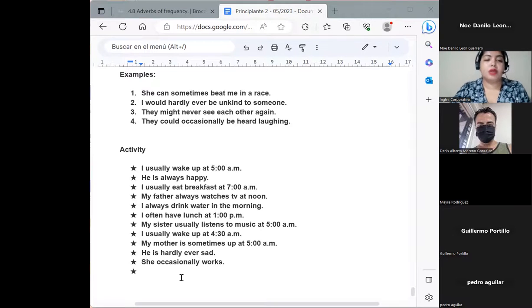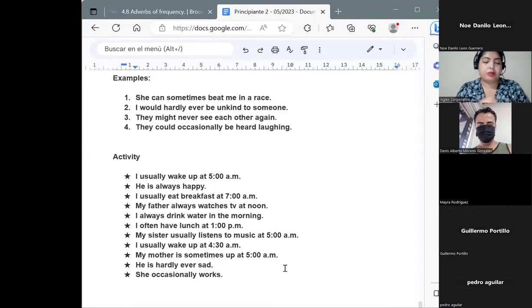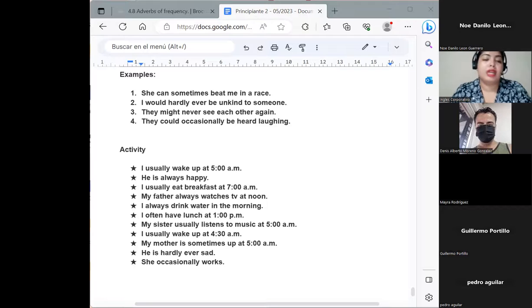Okay, and we have some more examples. But in this case, we're going to have these ones here on the document because we have a lot of statements and we are going to have more time writing these statements. So thank you for your participation. You are doing a great job. So we're going to have the attendance list. Vamos a pasar la asistencia.